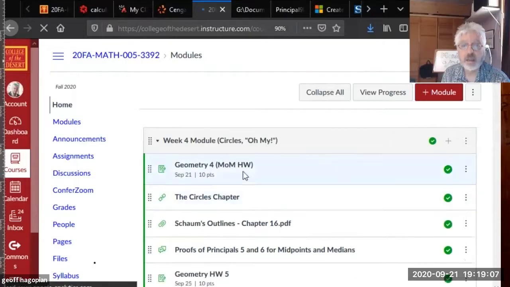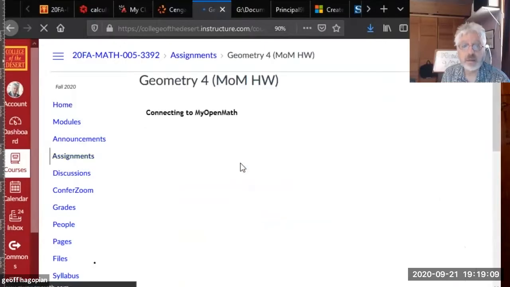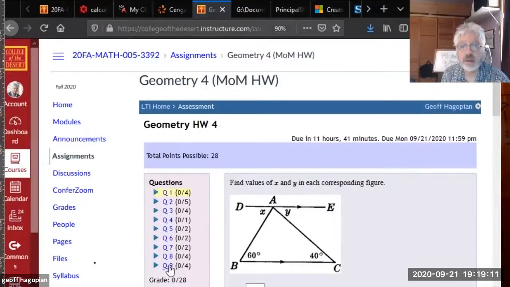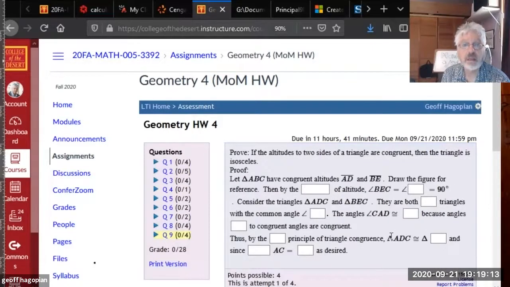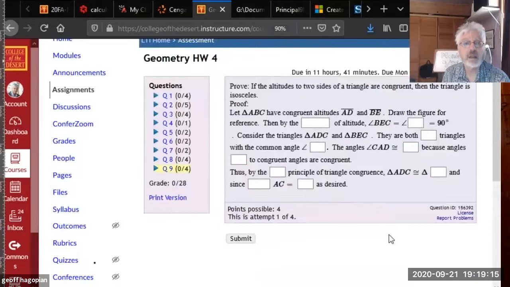Go back. This one. Question 9. If the altitudes to two sides of a triangle are congruent, then the triangle is isosceles. Anything positive.